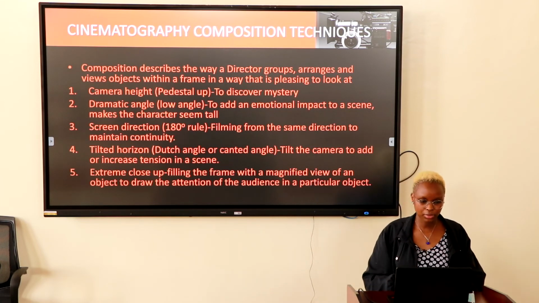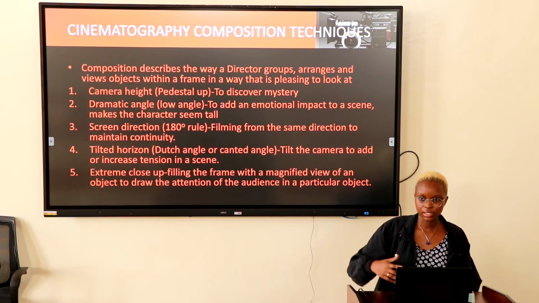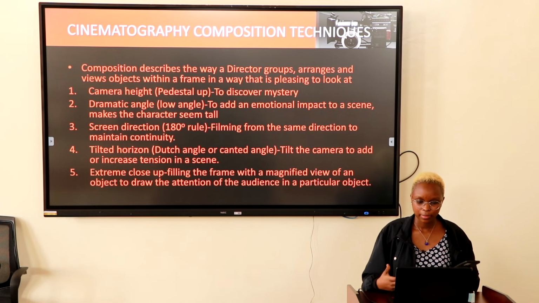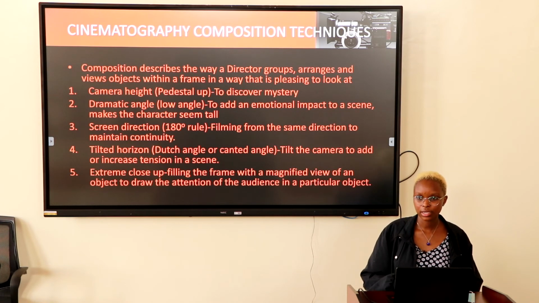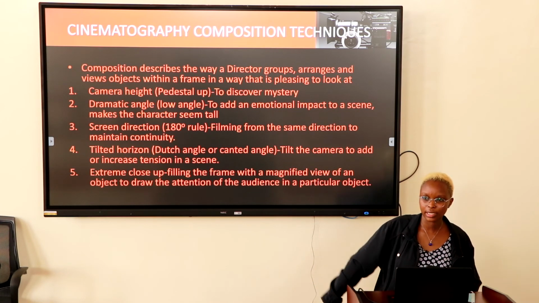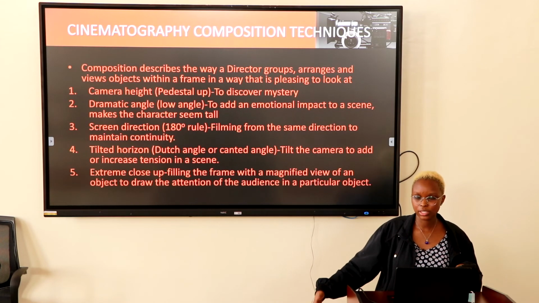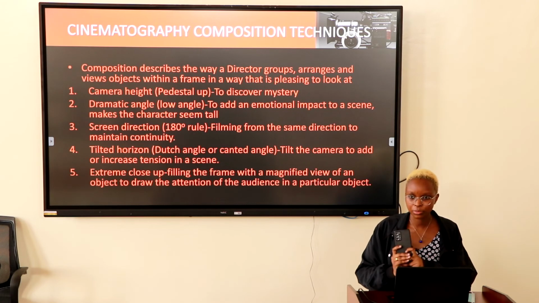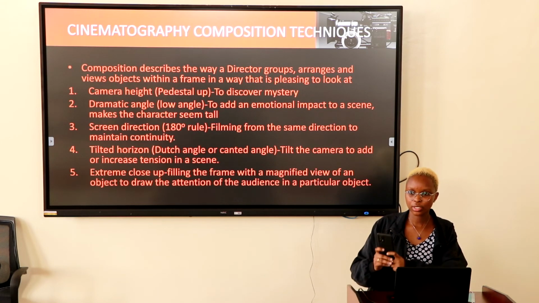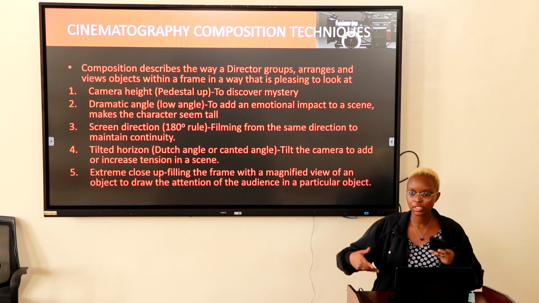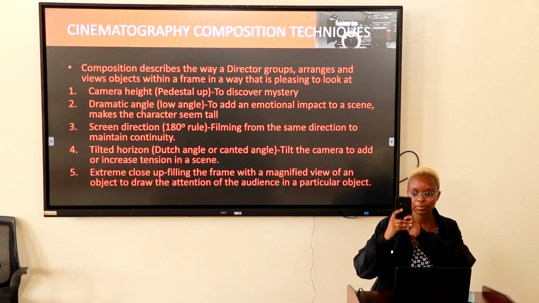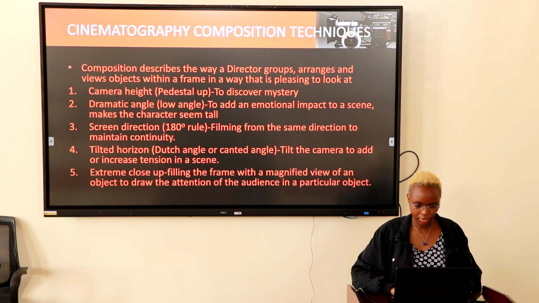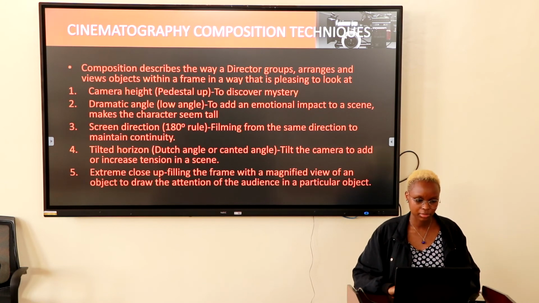So when it comes to camera height, it's used in shots where you want to discover mystery, assuming it's a person holding a knife, and we still don't know who the person is. So when it's a camera height movement from his shoes to him holding a knife, and we still want to know who it is, to him to now show his face. So that's where the objective of discovering a mystery comes from.